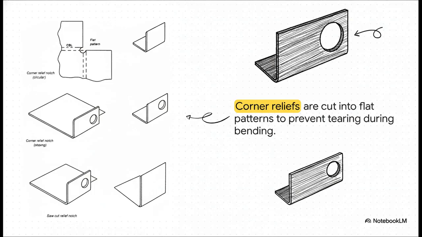And here's another one of those tiny details that makes a huge difference. When you bend two flanges up to form a corner, the material can bunch up and even tear. So to prevent that, designers add corner relief. These little notches are cut into the flat pattern to give the material a place to go during the bend. And the result is a clean, strong corner instead of a ripped, weak one.